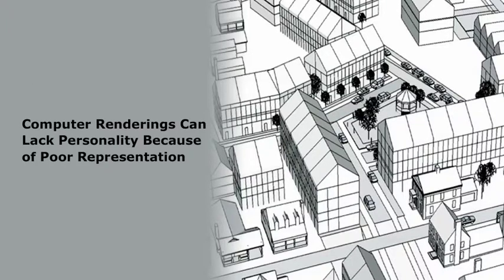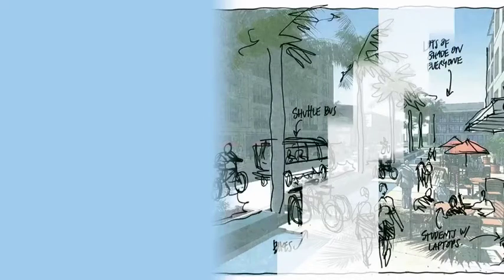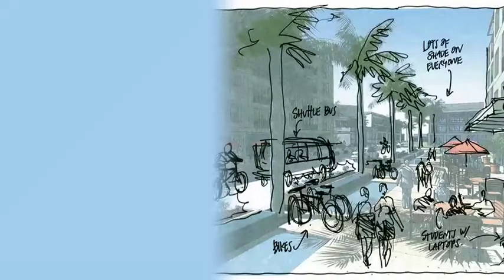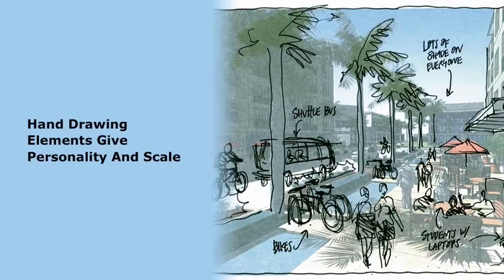But computer renderings can also lack personality because of their poor representation of people, landscaping, graphics, furniture, cars, lighting, and many other elements that add to the character of a visual presentation. Incorporating all of these elements in a 3D model is possible if you have the time and technical expertise. But you can also pick up where basic computer modeling stops by hand drawing the elements that give the image personality and scale.